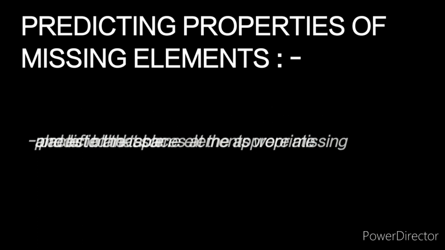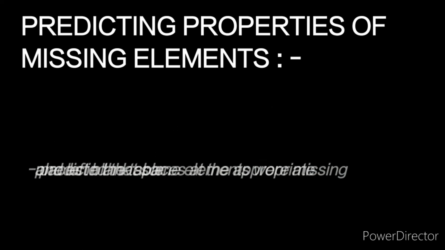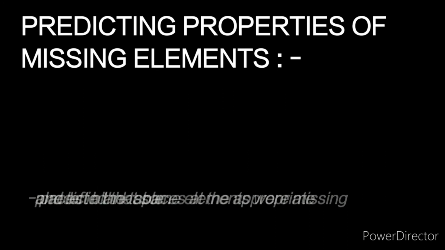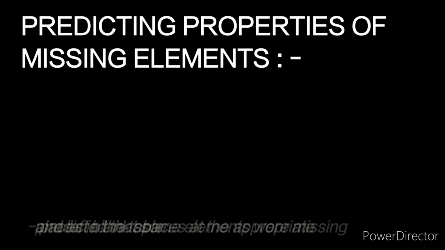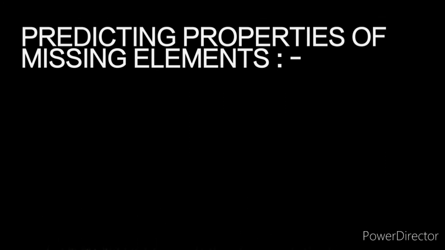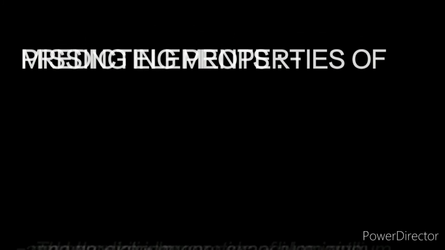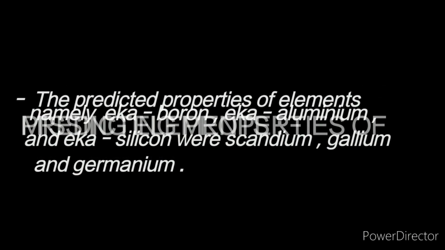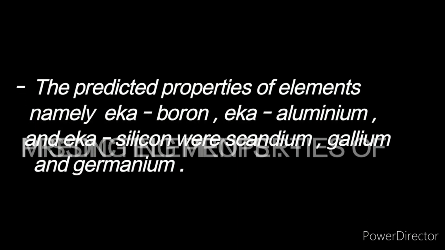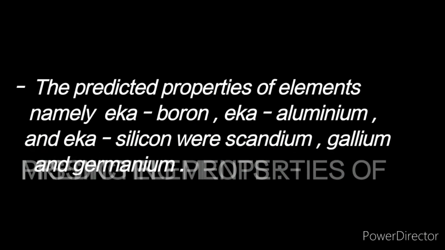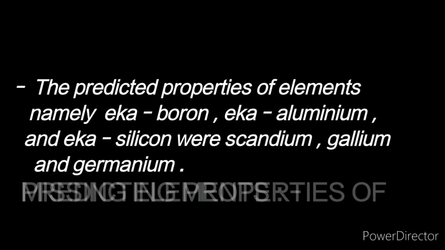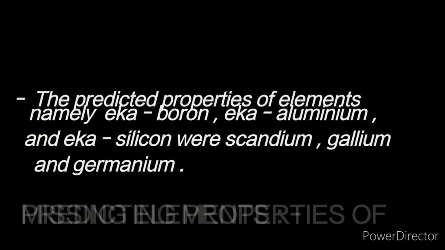He named those elements by adding the prefix eka. What is eka? Eka is a Sanskrit word for number 1, added to the name of the element immediately above each empty space. The predicted properties of elements, namely eka boron, eka aluminium and eka silicon, were almost the same as those of scandium, gallium and germanium, which were discovered later.